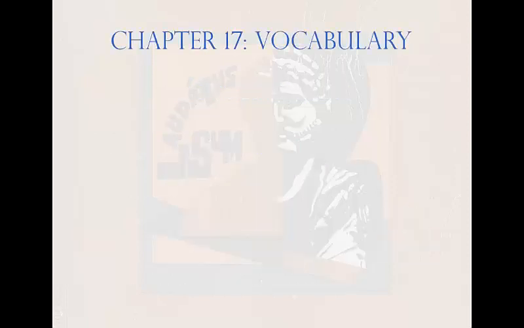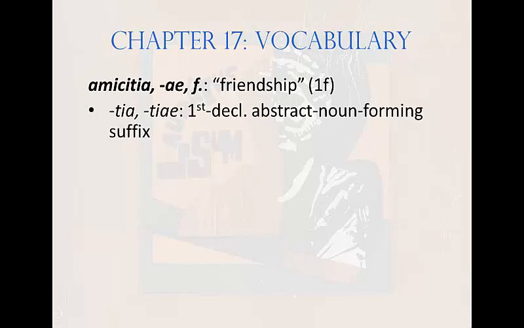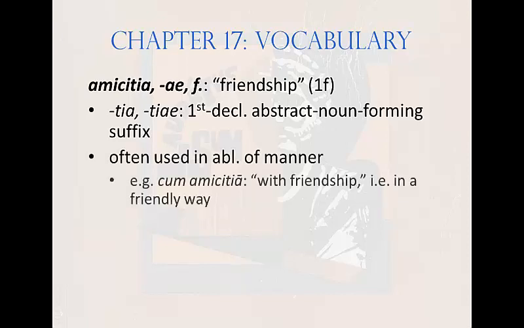Now let's turn to the vocabulary for this chapter. The first word is amicitia, amicitiae, feminine, meaning friendship. It's a first declension feminine noun. The tia suffix is first declension, and it creates abstract nouns. It's seen widely in Latin, and is worth memorizing as such. This word amicitia is often used in the ablative of manner, that is, cum amicitia, meaning with friendship, or in a friendly way. The next word is another abstract noun, veritas, veritatis feminine, meaning truth.